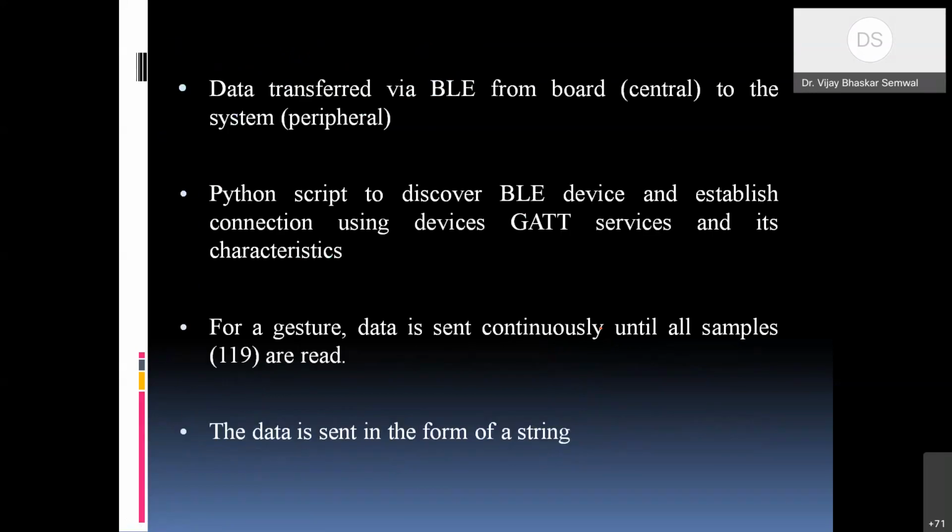Data is transferred by the BLE board from the central to your computer system. Then the Python script discovers the BLE device to establish a connection using the GATT service. The data is continuously captured, uninterrupted, and sent in the form of strings, with quantization so that it takes less size.